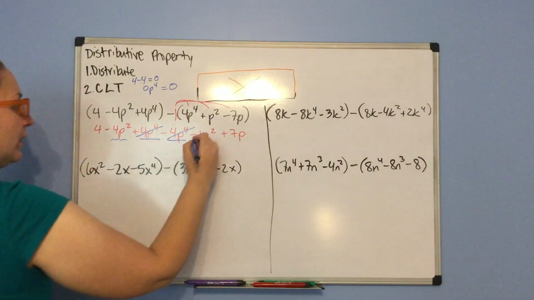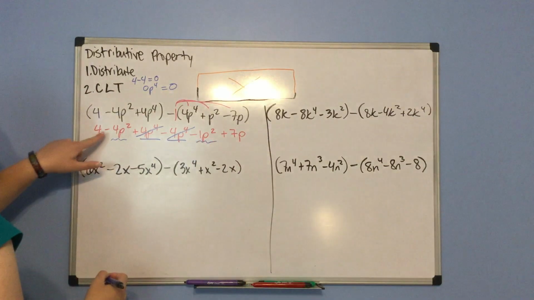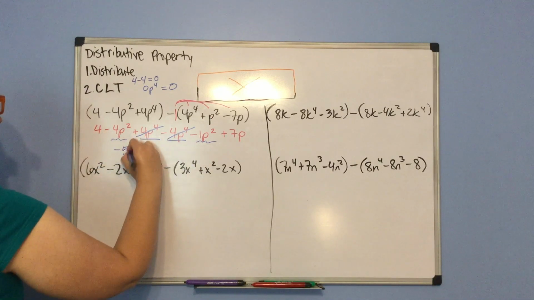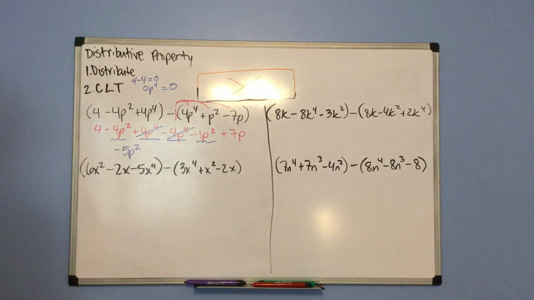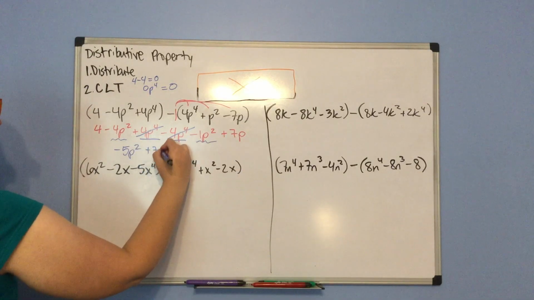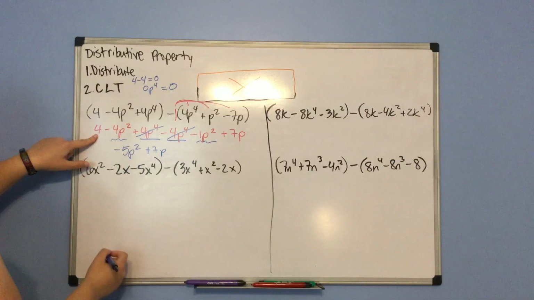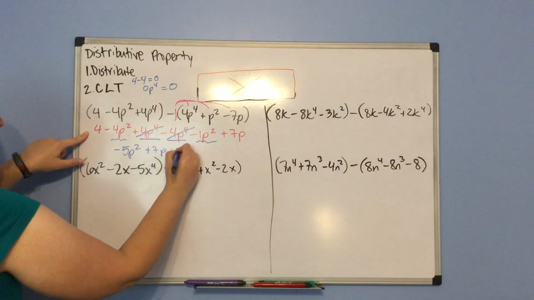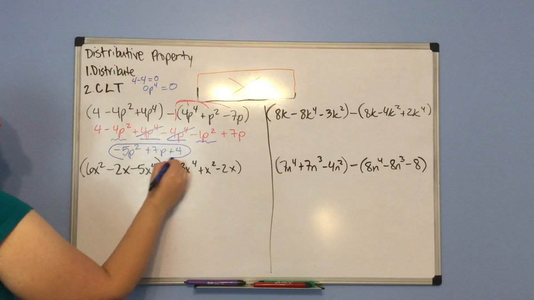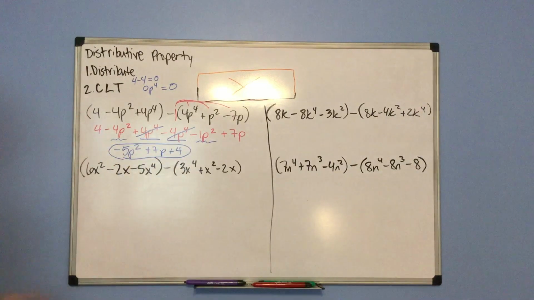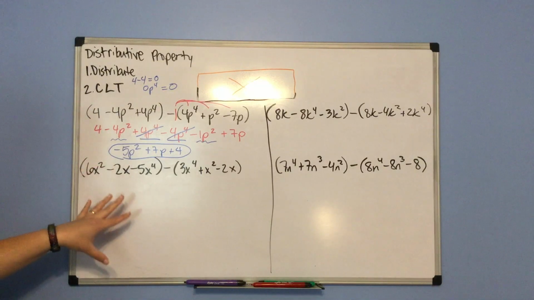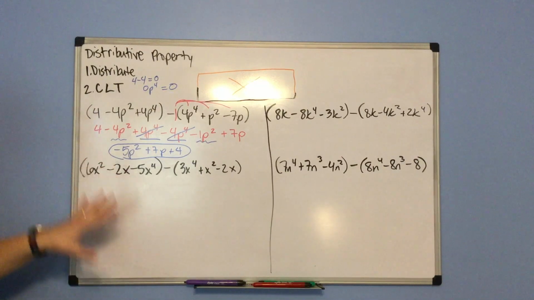-4p squared minus 1p squared. -4 minus 1 is -5p squared. There's only one p term, so it stays the same. There's only one just number term, and that's a +4. So it'll be +4 at the end. It stays the same. That right there is your final answer. So basically with these ones, just be really careful about which ones are your like terms. Like terms have the same exponents on them.